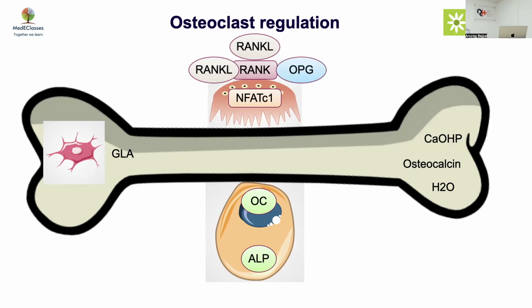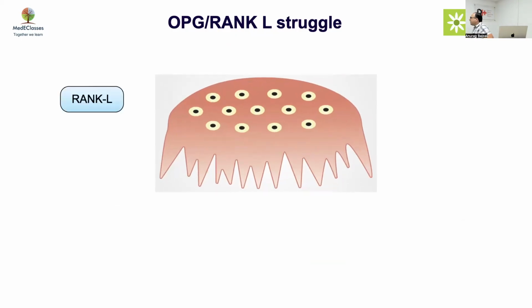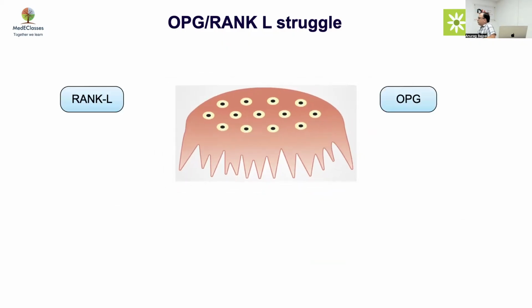And OPG has got the opposing effect. So within the osteoblast, we talked about two pathways which are going to work. One was the RANKL pathway and the Osterix pathway. Here there's a struggle between the OPG and the RANK ligand. RANK ligand is going to increase the osteoclast activity, while OPG is going to suppress that. RANK ligand is in turn regulated by PTH and PTH-RP.